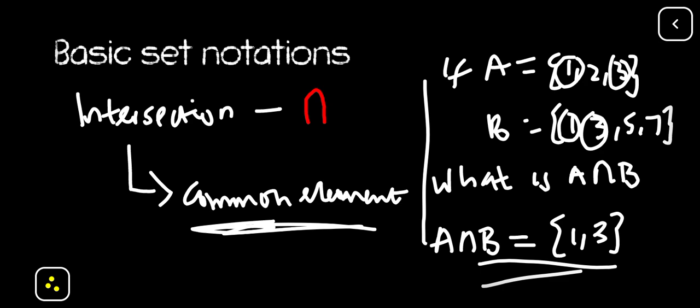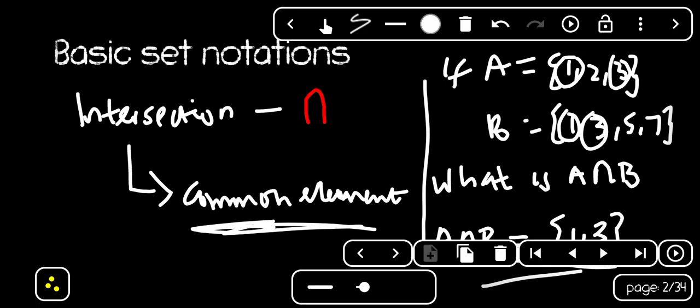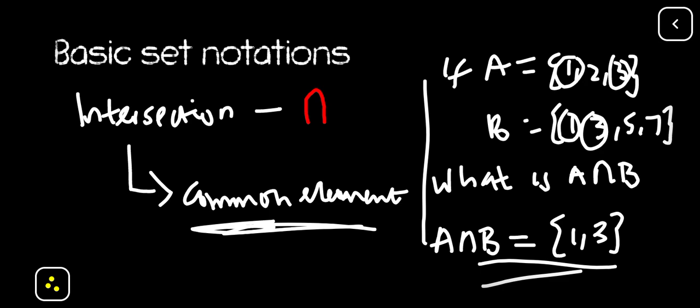So that is it for the intersection. So these are the basic set notations we've considered. We've considered elements. We've considered cardinality of a set. We've considered union. We've considered intersection. Now, we're going to be looking at the types of sets in the next video, and we're going to be working on explaining some interesting types of sets that you must know.